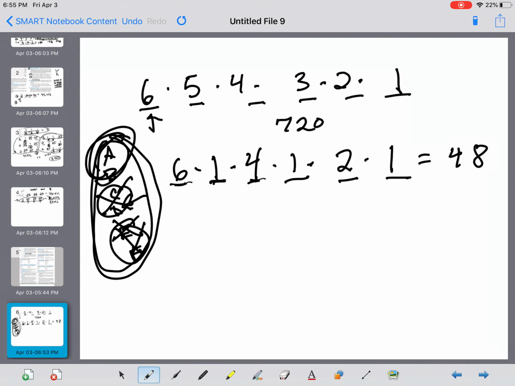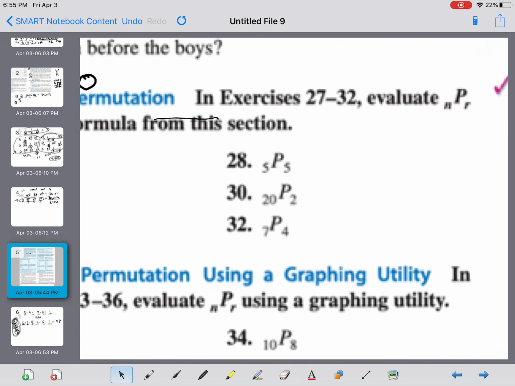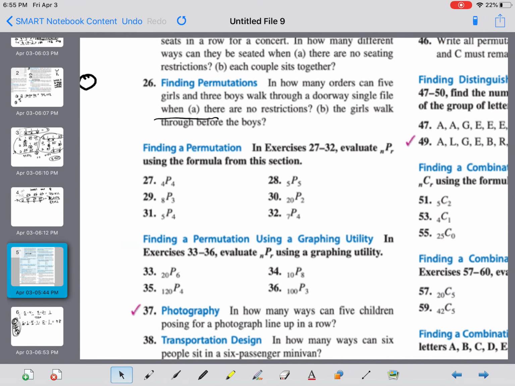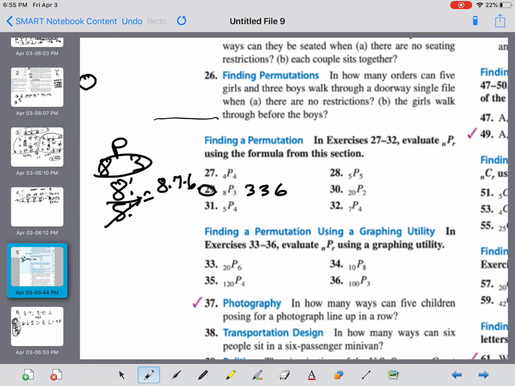Okay, now we're skipping every other odd, so now we're on 29. On 29, it's just working with the notation. We have P(8,3). With a permutation, that's 8 factorial over 8 minus 3, which is 5 factorial, which you could type into your calculator, or 8, 7, 6, 5, 4, 3, 2, 1 cancels out, and you get 336.